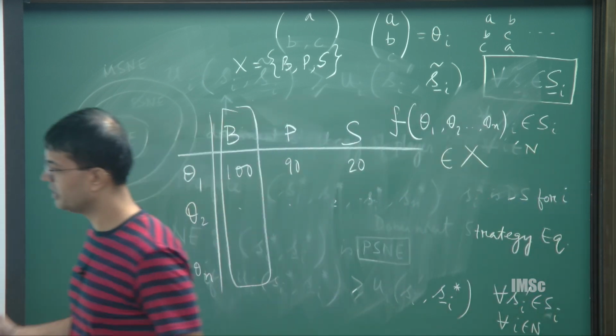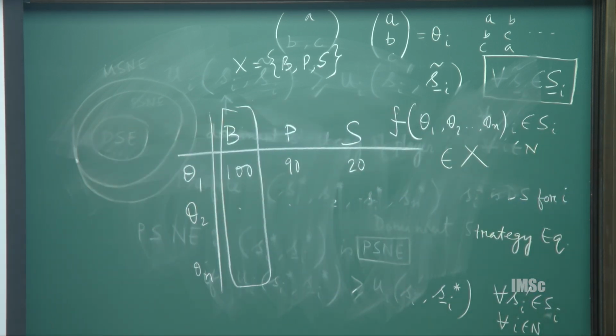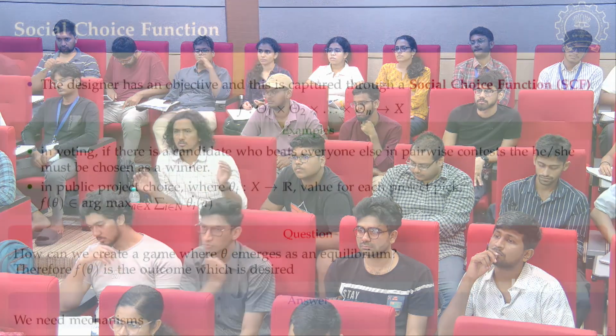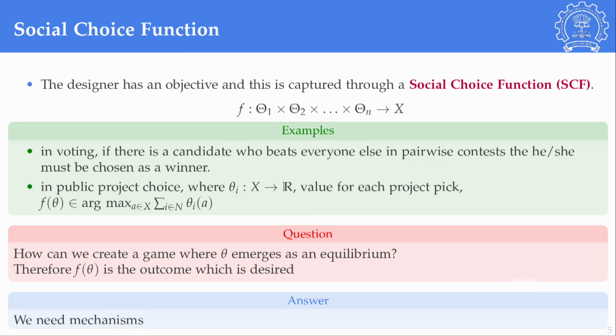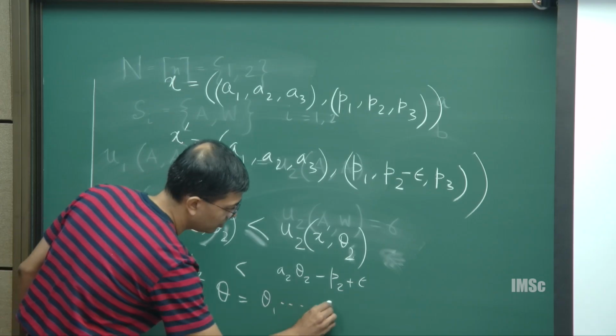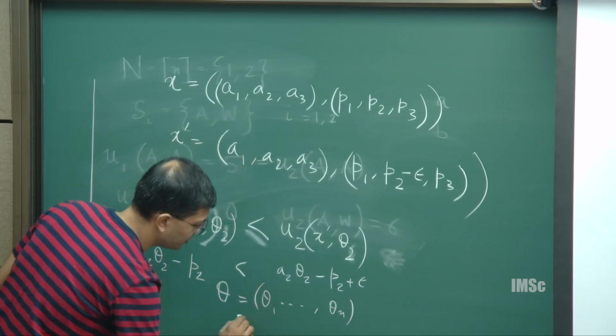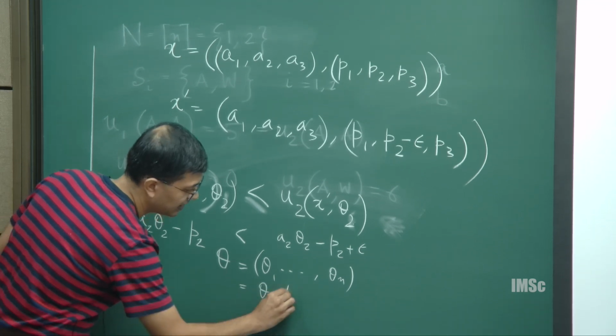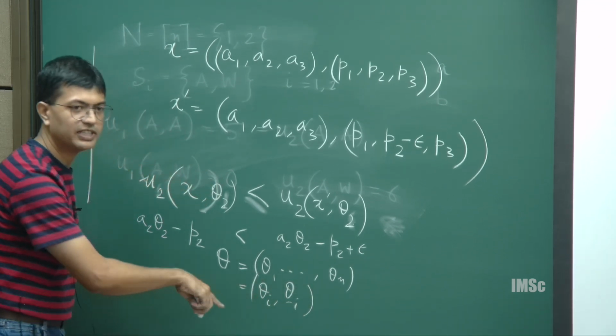F of theta, small theta. So theta 1, theta 2, yes, I am just using theta to mean the entire vector. We'll also use this, like we have used s and s minus i. Similarly, I will be using theta to mean theta 1 to theta n, which will also sometimes be shortened as theta i, theta minus i. It's all very standard notation.